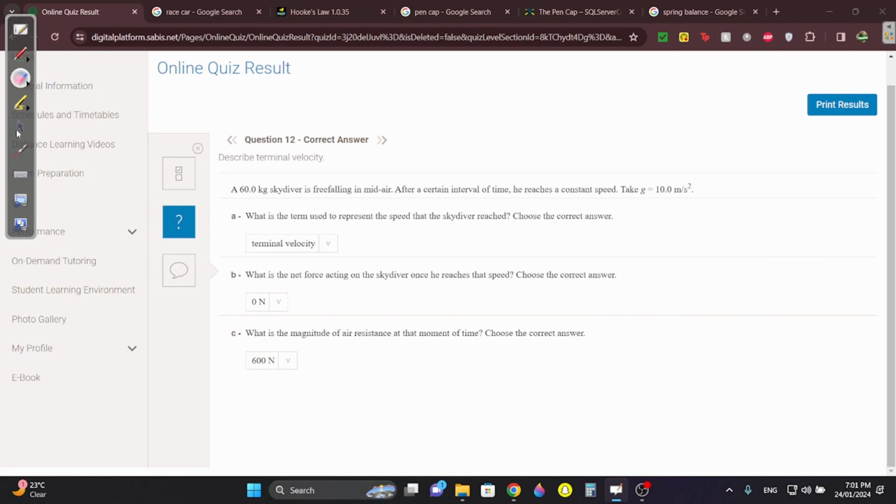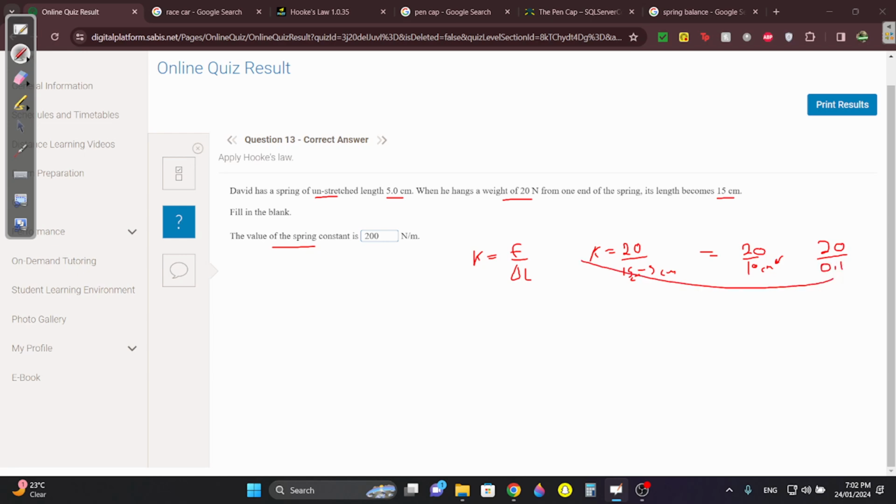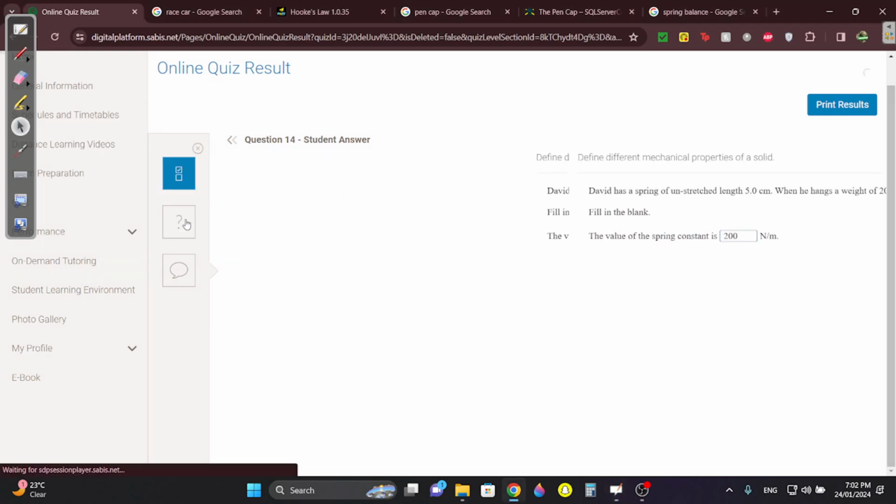Question 13. David has a spring that's unstretched at 5 centimeters. Once he hangs the weight of 20 newtons, it becomes 15 centimeters. What's the K spring constant? K equals the force over delta L. K equals the force, which is 20, over delta L, which is final minus initial, so 15 minus 5 centimeters. You get 20 over 10 centimeters. We need to make this into meters, so we divide 10 by 100, which is 0.1, so you get 200 newtons per meter.